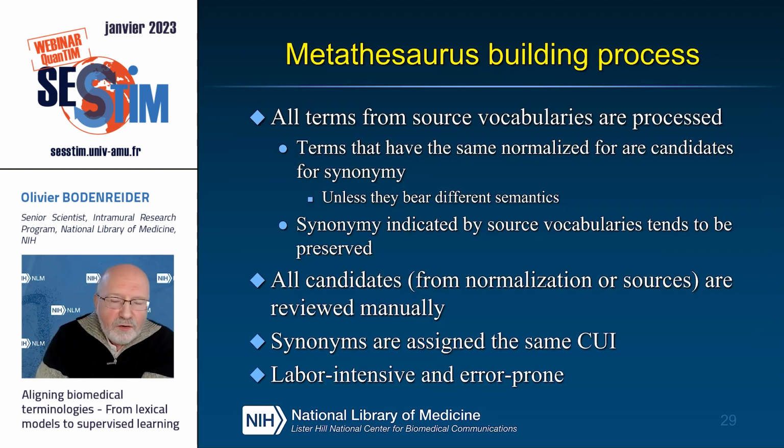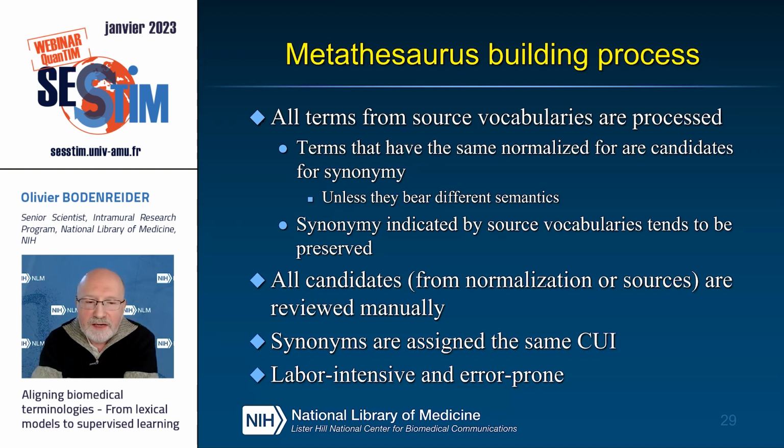So how do we build the UMLS? How is it built in practice? All terms from all the source vocabularies are processed and they are normalized. The terms that normalize the same form sets of candidates for synonymy, and they're going to be reviewed manually. And source synonymy is also taken into account, as I mentioned. All this is going to be reviewed by human editors. And once synonymy is adjudicated, the synonyms are grouped together and assigned the same concept unique identifier.